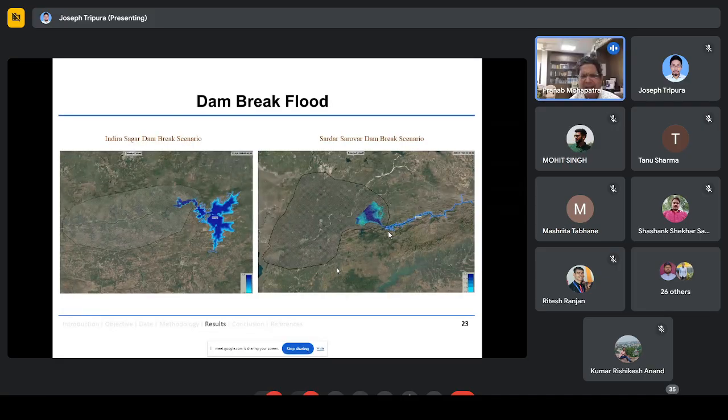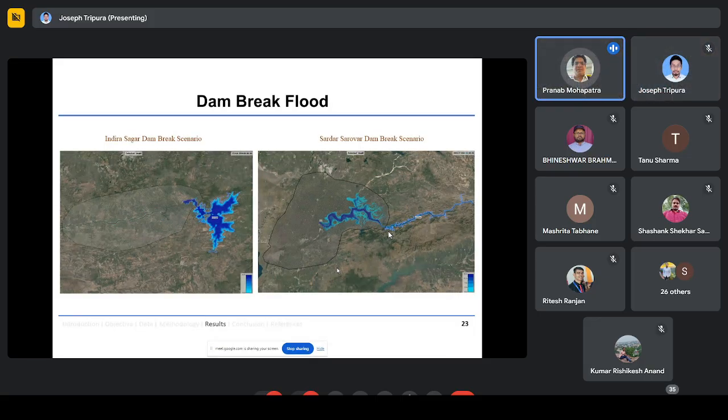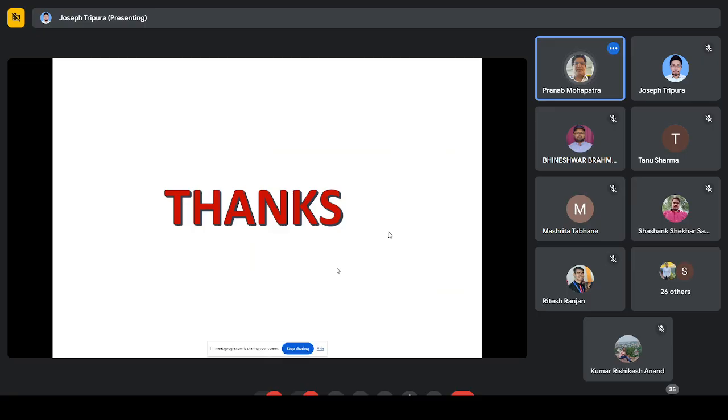The Narmada River has many dams, but I have selected 4 dams. Those two are for two dams. You can see the names. For example, these two, one is Indira Sagar, another is Sardar Sarovar. Thanks. If you have some questions, feel free to ask me.